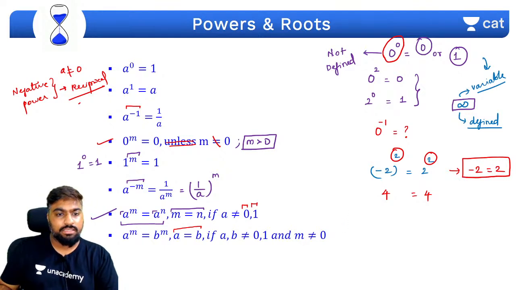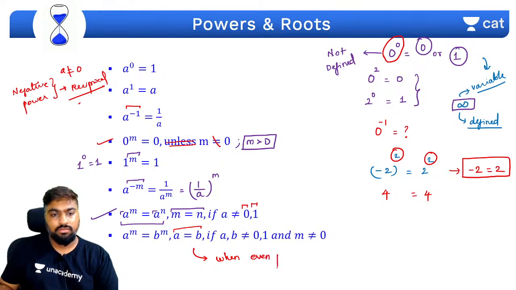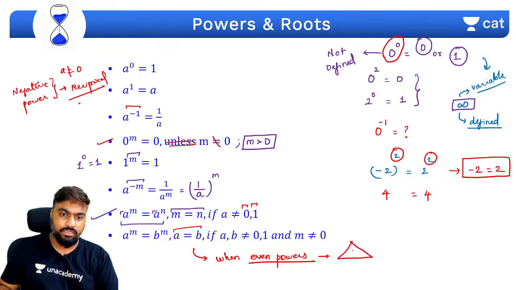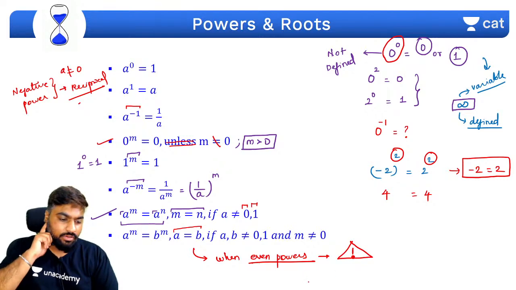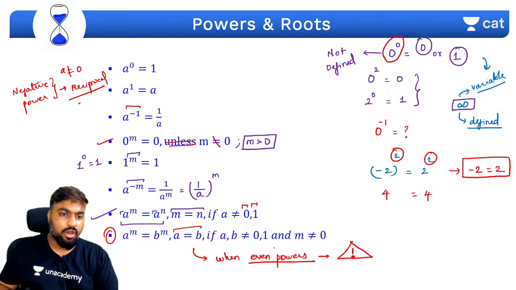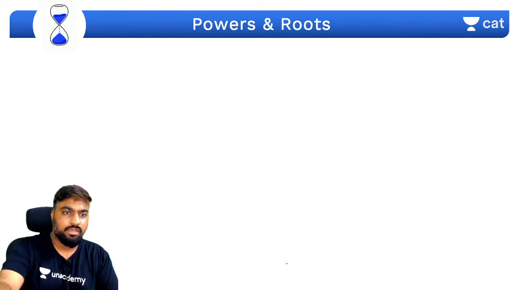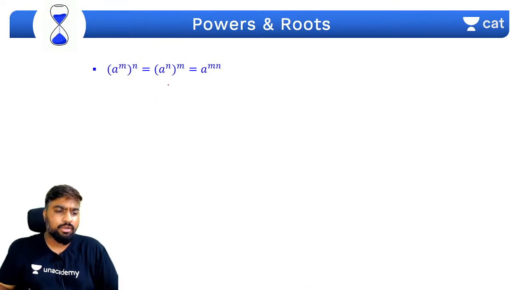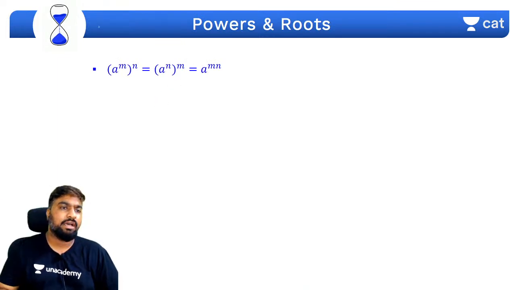So there will be a clause when you have even powers. Whenever you have even powers, there is a wet floor alert. Got it? So this rule has a clause. Next, let's talk about combination. Let's talk about combining powers and roots.